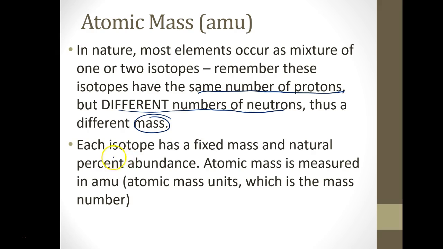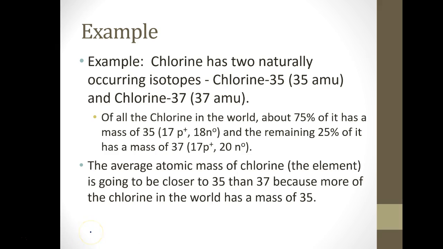And it's based on each isotope has its fixed mass, protons and neutrons, and how much exists in the real world. Okay? It is measured in atomic mass units, which is the same thing as the mass number, but the average atomic mass is based on its percent abundance as well. It's a weighted average, not a mathematical average. You don't add up and divide by 2 or 3 or whatever.